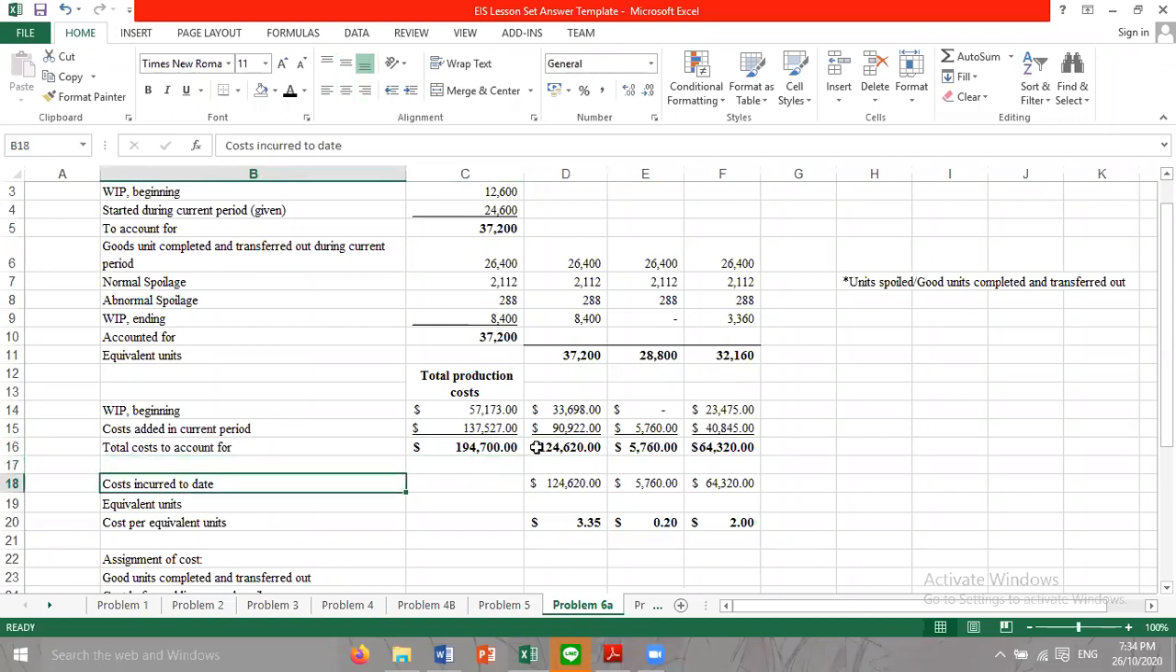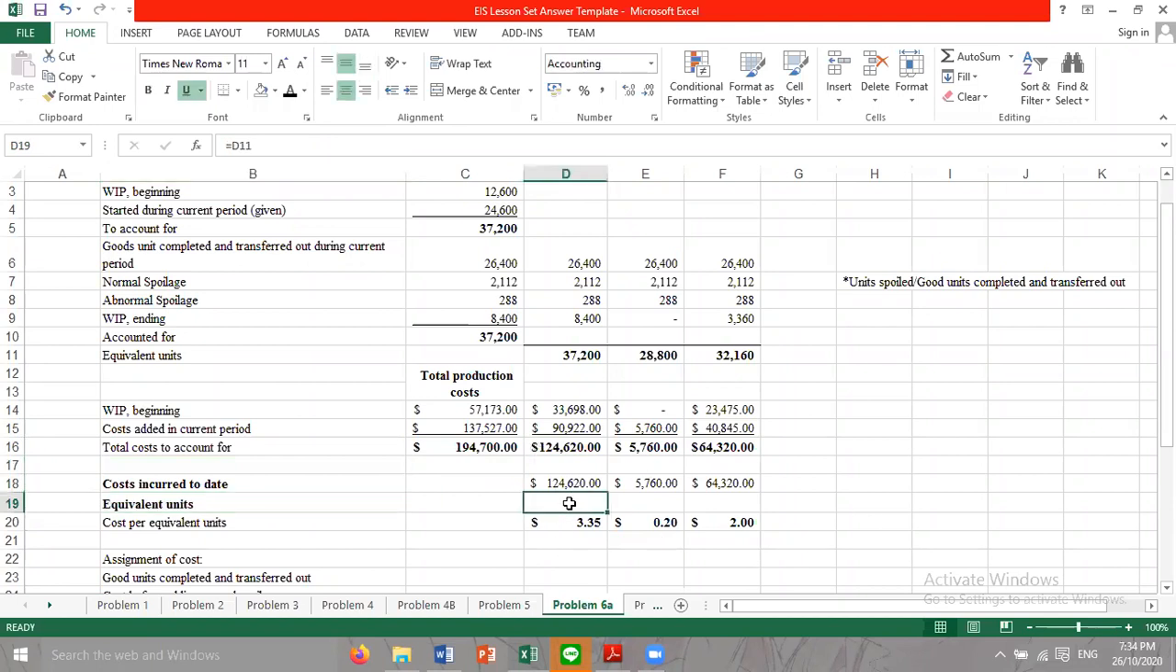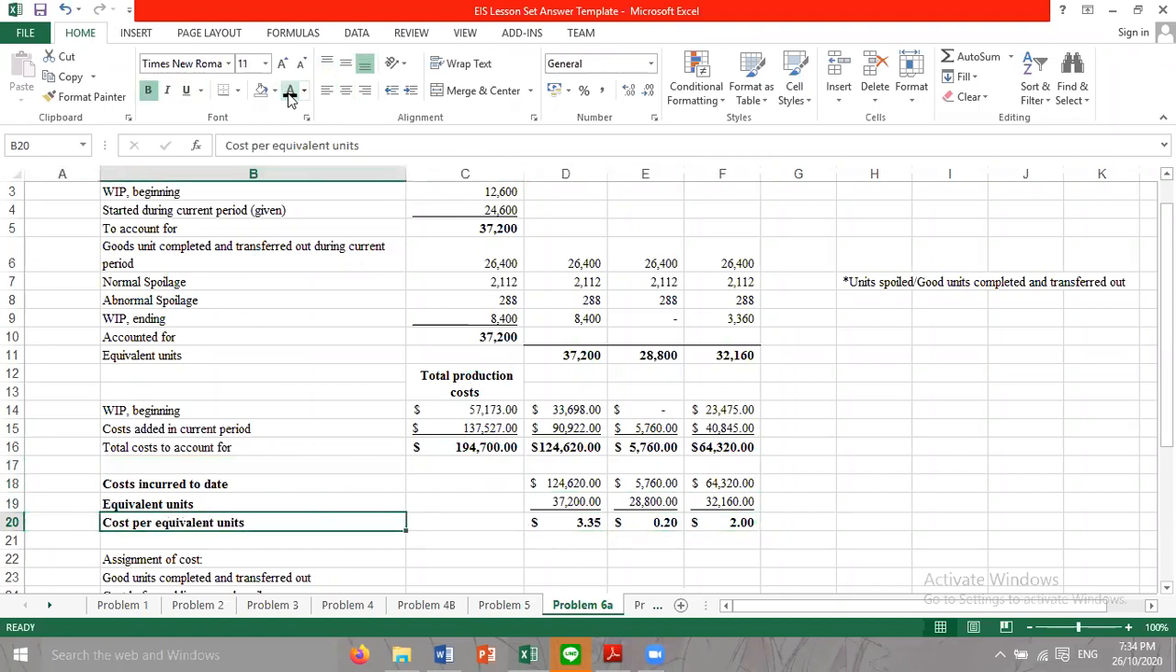Once again, since this is weighted average, we divide cost incurred to date by equivalent units to get cost per equivalent unit. In this case, the equivalent units are 37,200, 28,800, and 32,160. And we will get costs per equivalent unit of $3.35, $0.2, and $2.